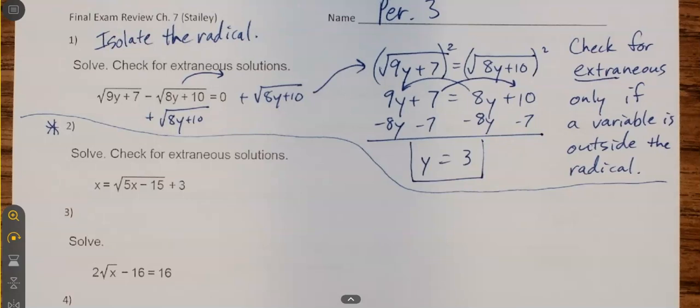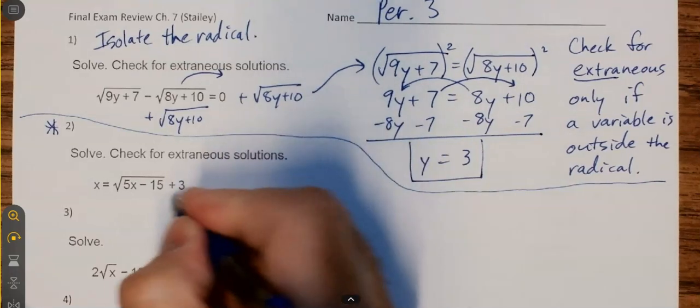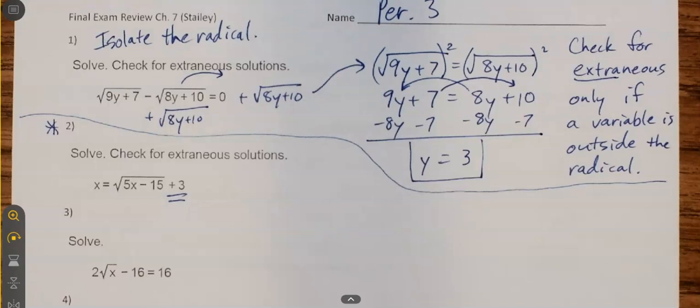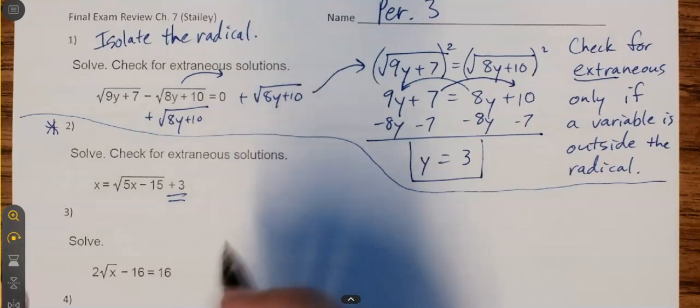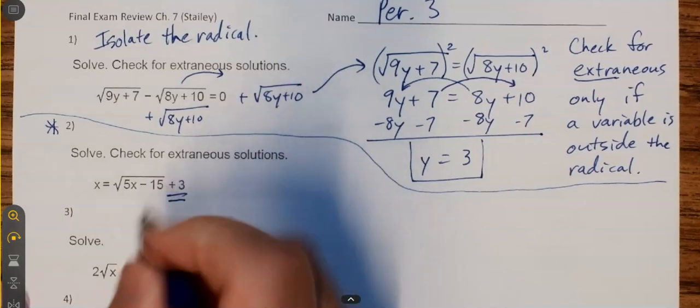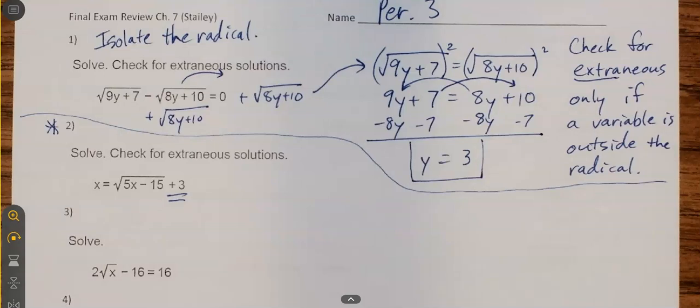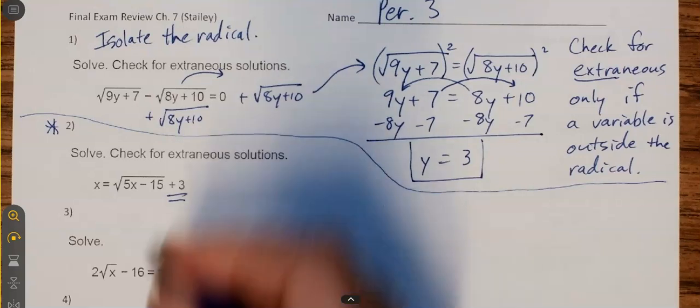Okay, question 2, the most difficult one. We want to get the radical by itself. Currently, I see this little plus 3 hanging on. So what do I need to do with it? How do I get the radical by itself? Subtract 3, Donaldson says. Very true.